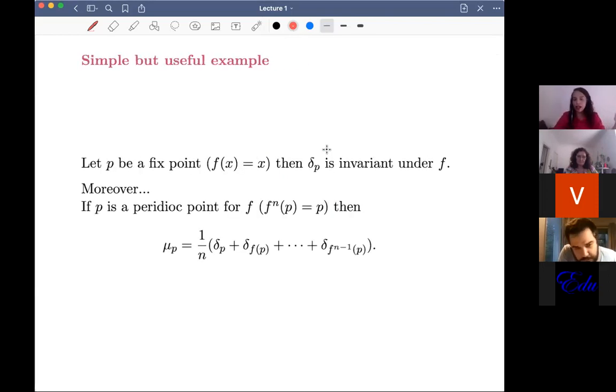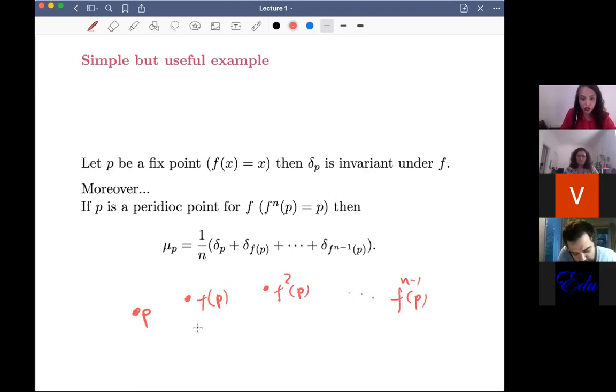You can generalize a bit if you have a periodic point, and let's say that the smallest period is n, the first time that you return: f^n(p) is equal to p, and n is the smallest such number. Then you can create a measure that's a bit less trivial than the Dirac on p. You just take a linear combination of Diracs on the orbit. Note the following: you have your point p, then f(p), then f^2(p), and you continue until f^(n-1)(p), and then with f^n(p) you return to p. Applying f again, f(f^n(p)) is f^(n+1)(p), and so on. So the orbit of a periodic point is finite, with only n points.